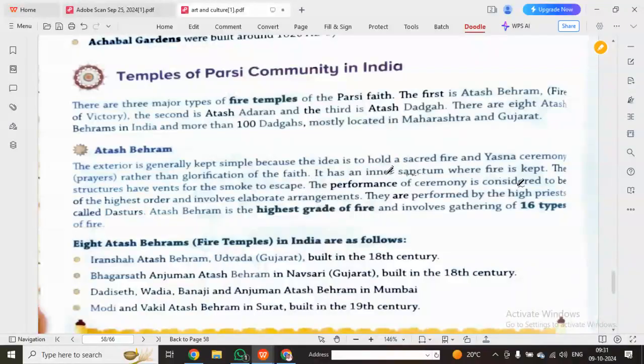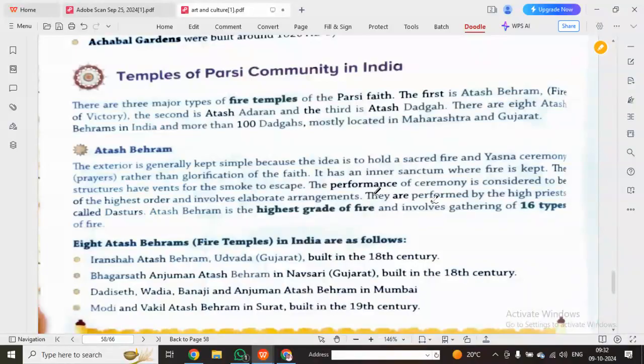There are 8 Atash Behrams in India and more than 100 Dadgahs, mostly located in Maharashtra and Gujarat. So, what is Atash Behram first? The exterior is generally kept simple because the idea is to hold a sacred fire and perform yasna ceremony, prayers, rather than glorification of the faith. It has an inner sanctum, मतलब गर्भगृह अंदर है इसका, where fire is kept.